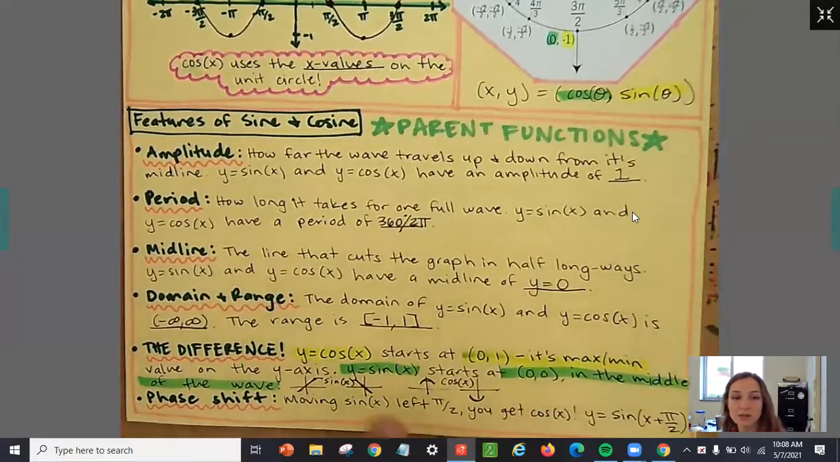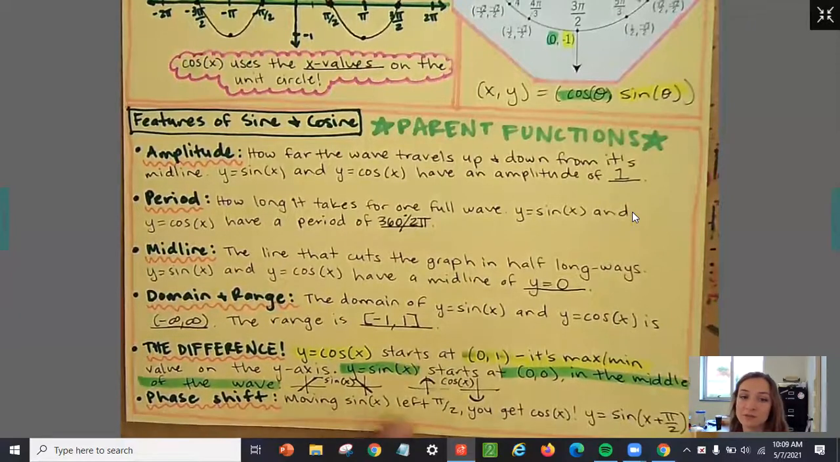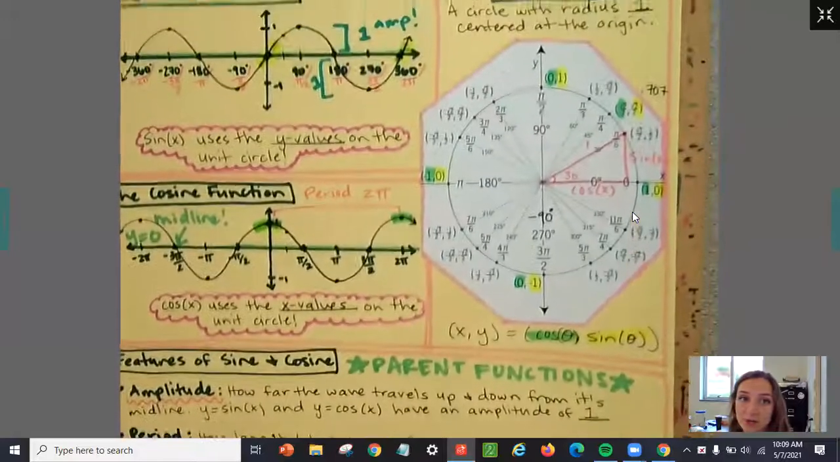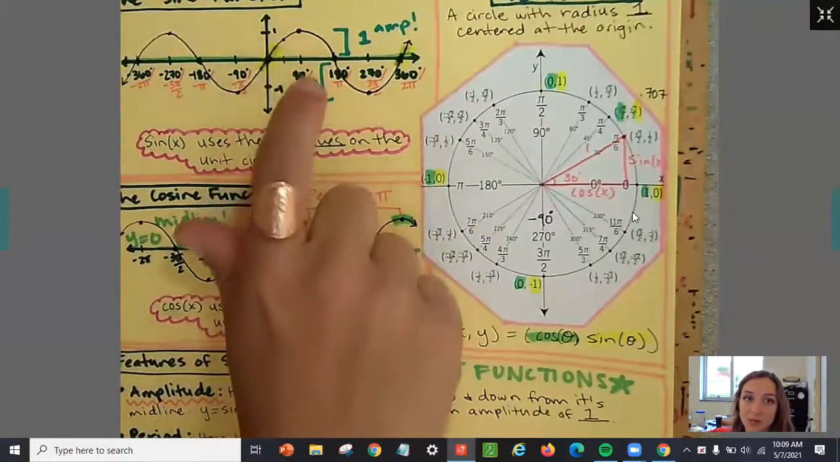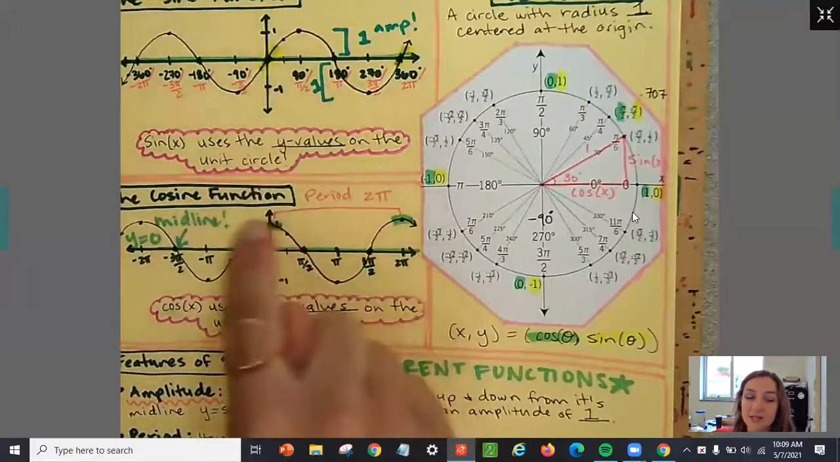All right, so let's talk about one more thing, which is phase shift, and that is moving right or left. So since sine and cosine are the same graphs, but they're just shifted a little bit, you can actually move sine left pi/2, and you'll get cosine of x. So if you took this value right here, and you moved it over to +1, so left pi/2, then you would get the cosine function.